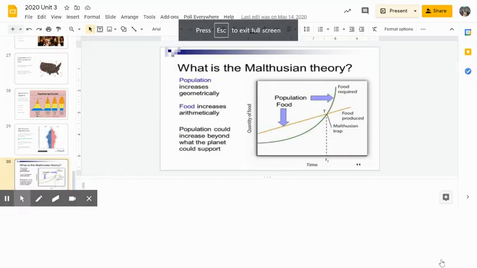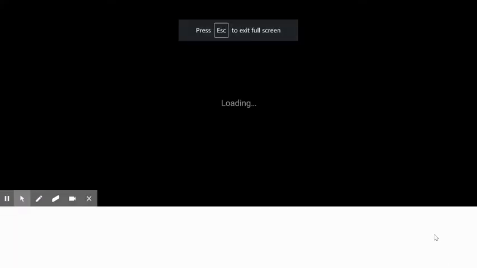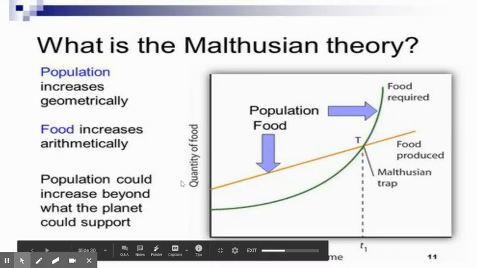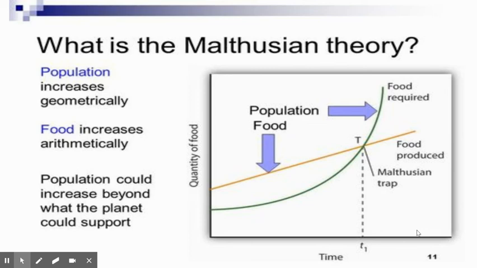Okay, so our last slide, we're going to go back to what we were originally talking about, Thomas Malthus, or Malthusian theory. Sorry, having some computer issues. So we're going back to what we initially started talking about, which was Malthusian theory.